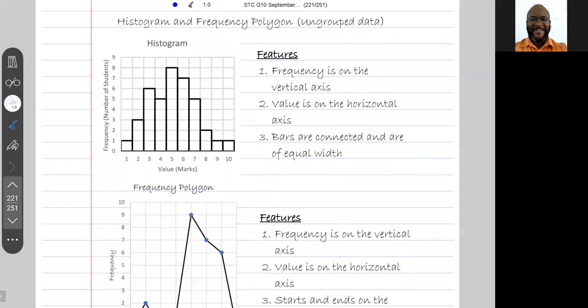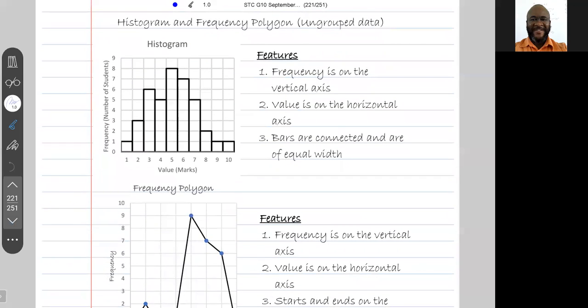All right, now on the ungrouped data, you might be asked to draw a histogram or a frequency polygon. The diagram at the top is a histogram. It shows you what the histogram would look like on the ungrouped data. These are the features of a histogram. On the vertical axis, you have the frequency. On the horizontal axis, you have your values. The bars are connected and they are of equal width.